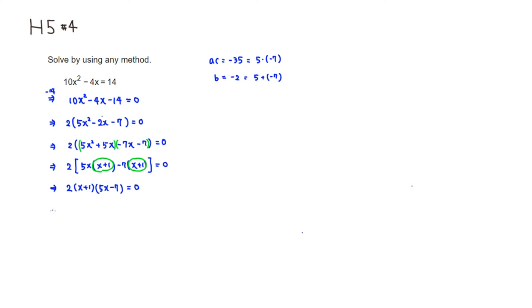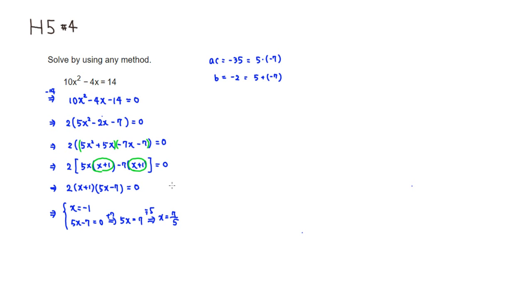First we can set this one equal to 0: x equals negative 1, so that's easy enough. And I'm going to set the other one, 5x minus 7, equal to 0. I'm going to add 7, so you have 5x equals 7. Then we can just divide through by 5 to get x equals 7/5.